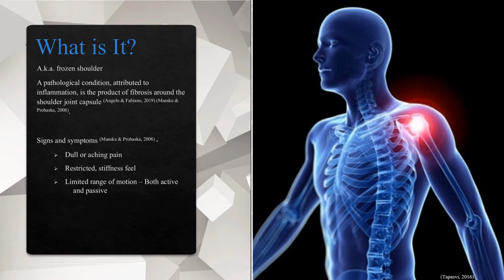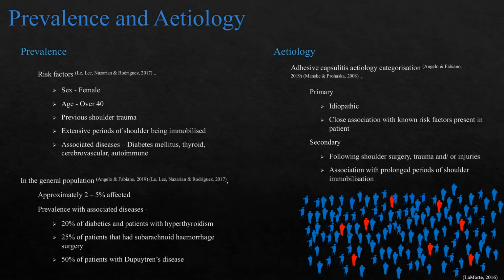It is the product of excessive fibrosis causing obstruction and adhesions around the shoulder joint capsule. This will result in dull or aching pain, a restricted, stiff feeling, and limitations with both active and passive movement at the shoulder. So how common is it?